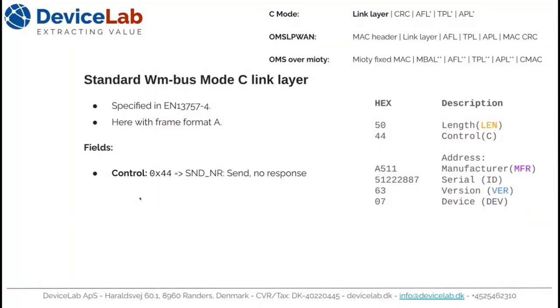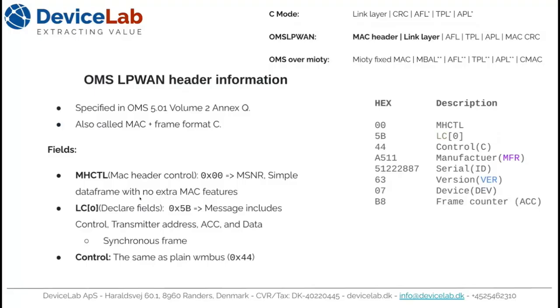Now let's move on to the OMS LPWAN version. For OMS LPWAN, it gets a bit more complicated than what we're used to. First, there's a MAC layer, which can be used for network management tasks or for synchronization, as Thomas was explaining. The MAC is also responsible for frame integrity by adding a CRC at the end. We'll get back to this. Since this is a data frame from a unidirectional meter, we're using the most basic of MAC headers here.